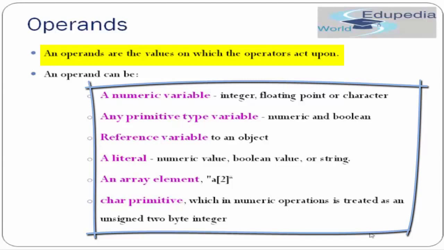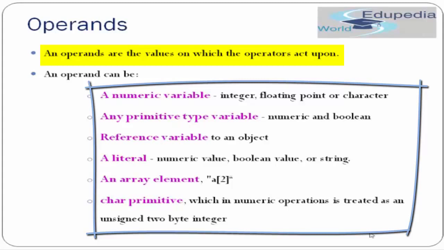Then we have a reference variable, which is an object. A reference variable to an object can also be an operand. So you might also put an operator in between, let's say, two different objects and try to add them or equate them or assign one object to another using an operand. Then we have a literal. Basically, a literal is a numeric value, boolean value or a string.